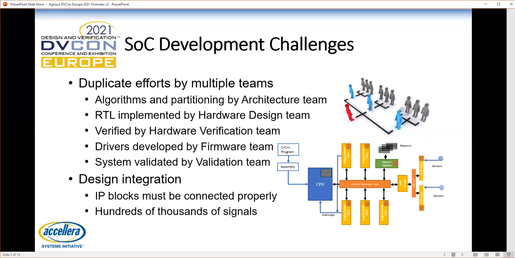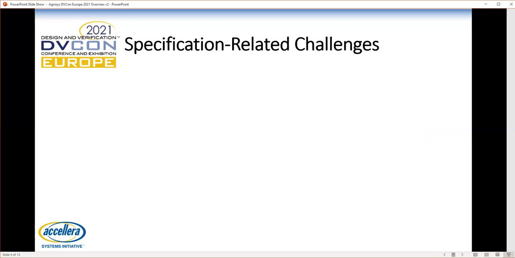The process of just integrating the blocks together into the top level of the SoC is huge. Of course, the blocks must all be connected and used properly, and there are literally hundreds of thousands of connections that have to be made, so that alone is a major challenge.